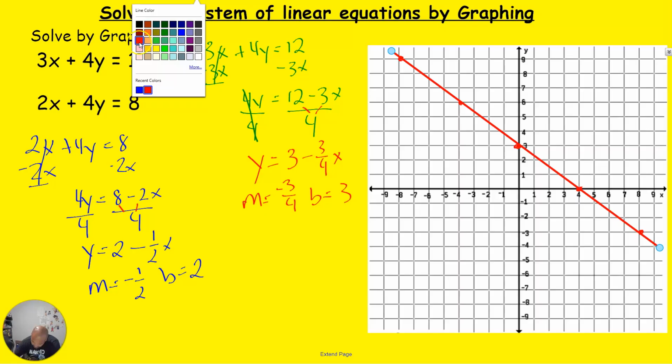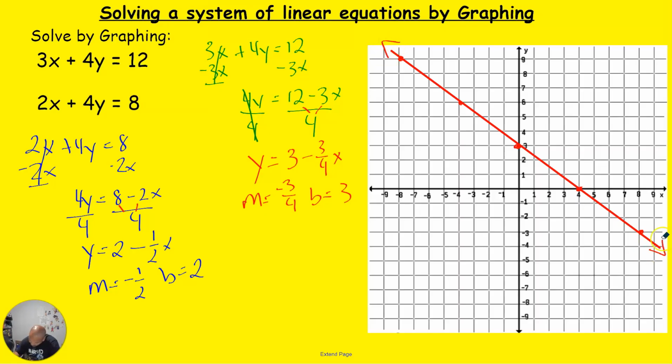Put your arrows on the lines and label your lines. So this line would be y equals 3 minus 3/4 x. That's that first line. Let's go ahead and do our second line.